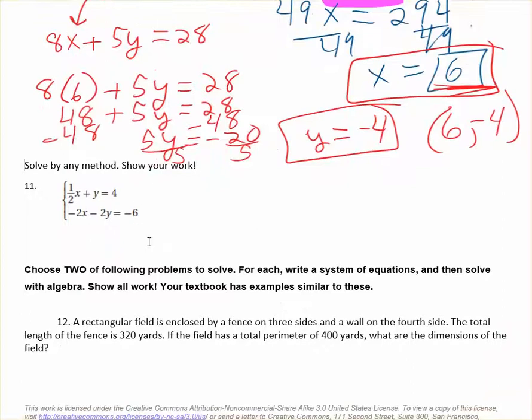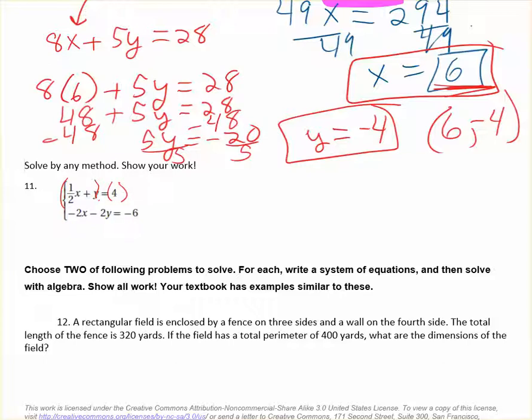Number 11, you can solve with either elimination or substitution. I'm going to show you a little trick on number 11. You could solve it for y because y is by itself, but you will have a fraction, and some people would rather not work with fractions. So you could also do this. You could multiply both sides of the equation by some number to clear the fractions.